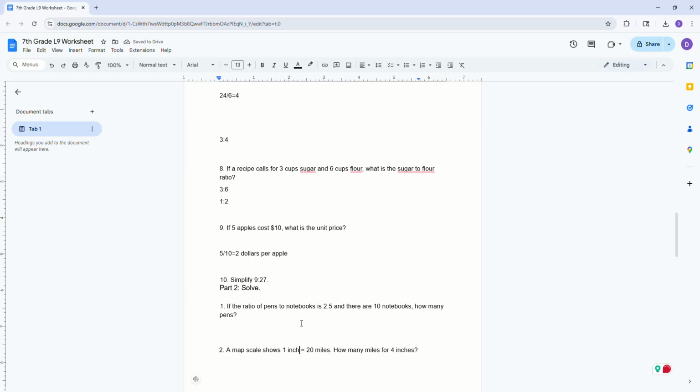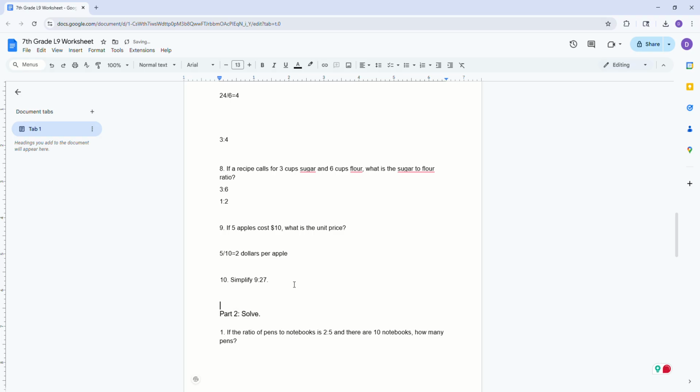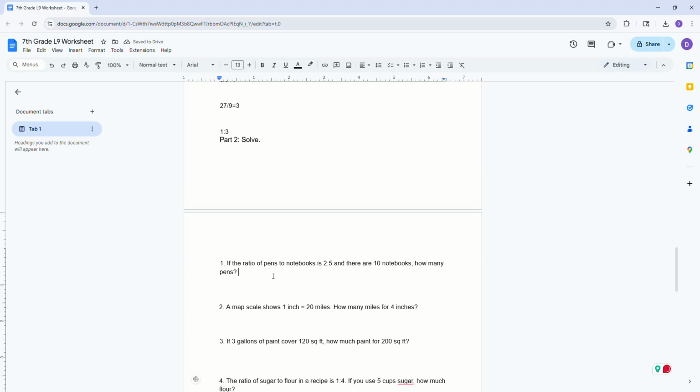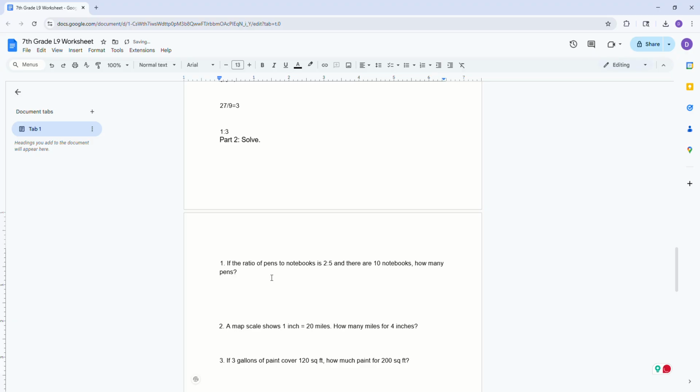Now part 2. Number 10 is saying simplify 9 to 27. That would be 1 to 3 because the common factor they have is 9. So if we divide 9 by itself, of course it would be 1, and 27 divided by 9 would be 3.